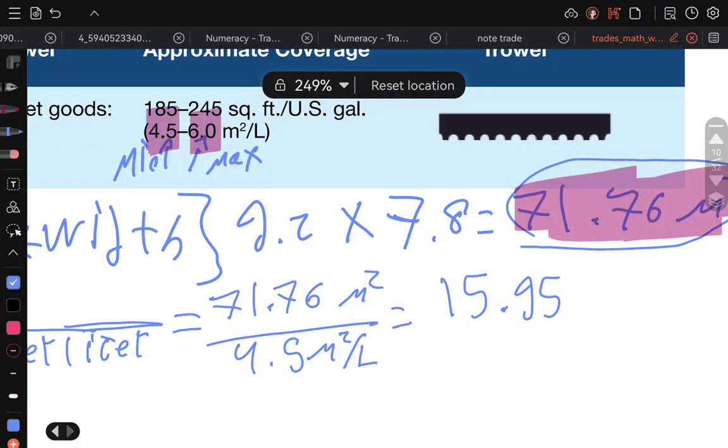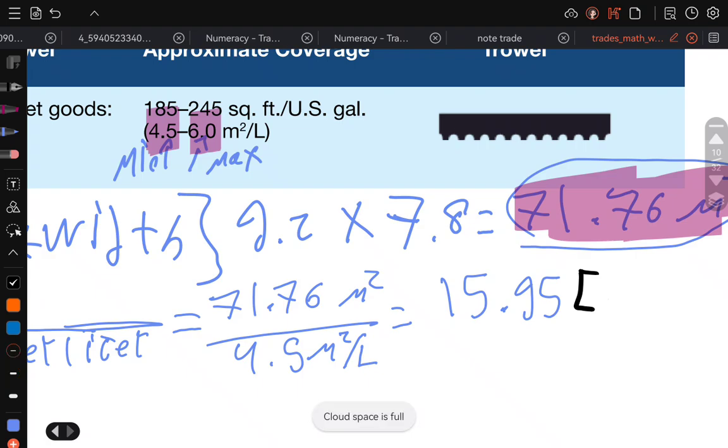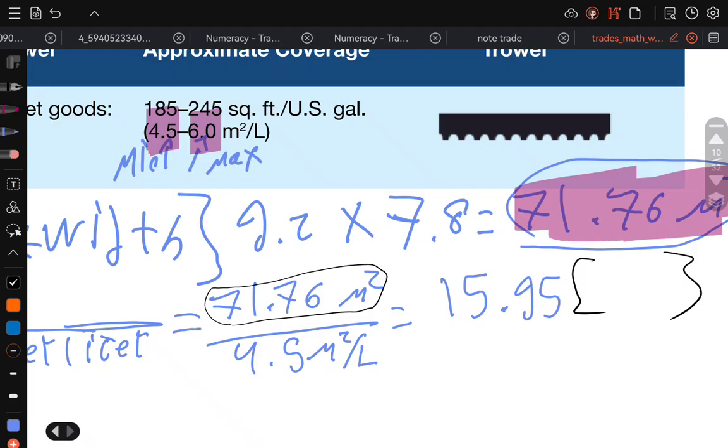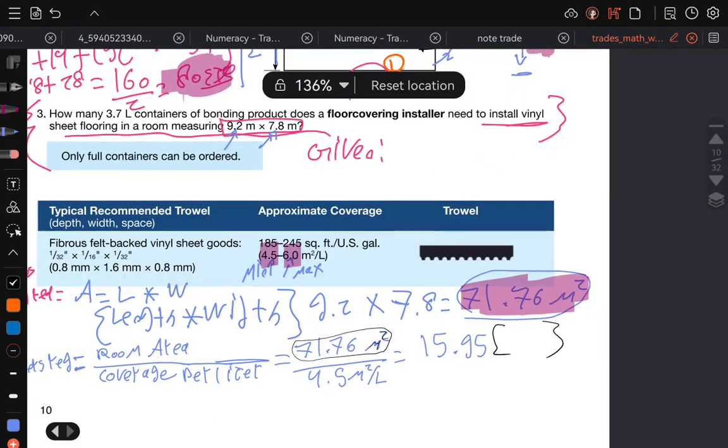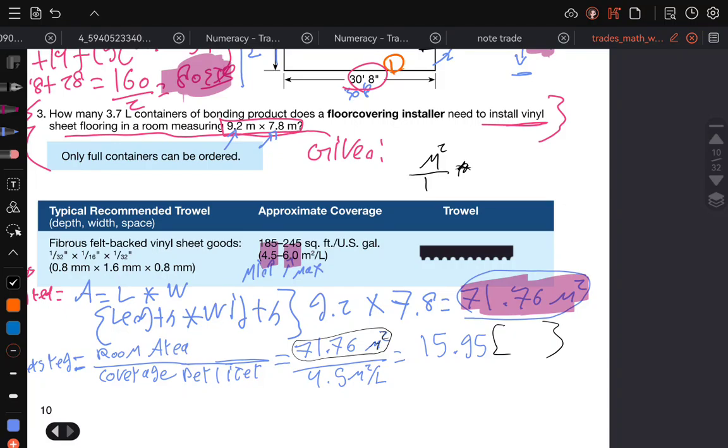How can you know the unit? What is the unit here? Okay, let's use the small one. How can we know that? From here you can see 71.76 meter square, right? Let's just put it here. Now we have meter square here. Multiply, or let's divide it, whatever, I don't know how to explain it.